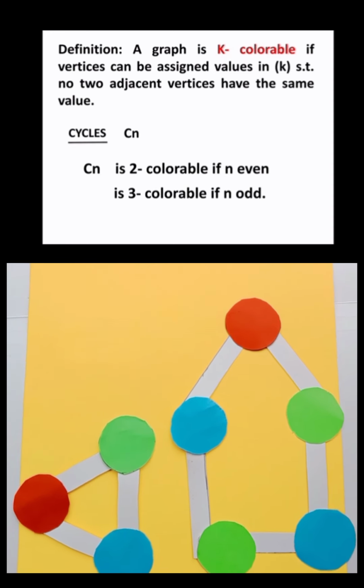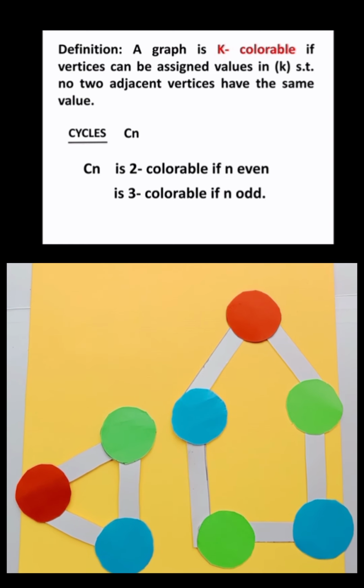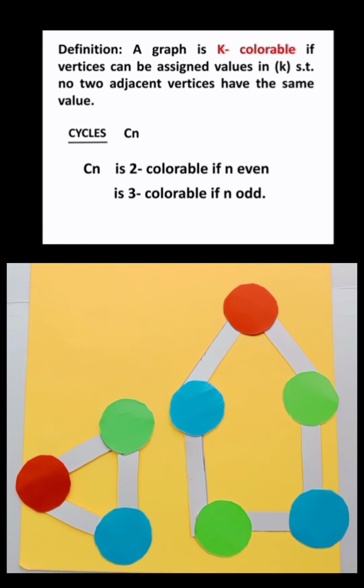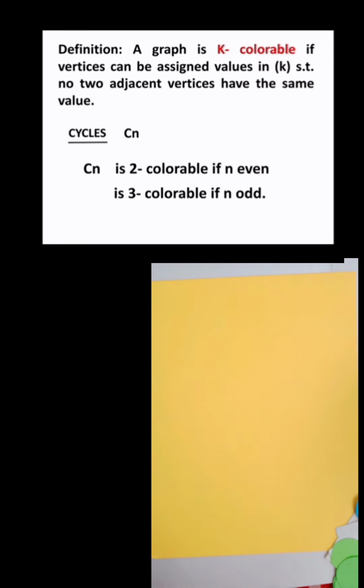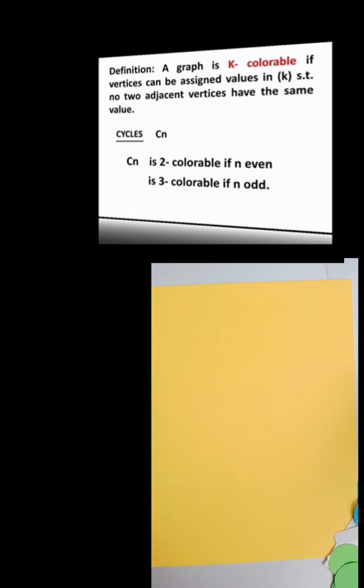So for the cycles we saw, the minimum number of colors that I need is 3 if it's odd or 2 if it's even. And that idea of the minimum k for which a graph is k-colorable is what we call the chromatic number of a graph. By definition, the chromatic number, chi of G, of a graph is the smallest value of k such that the graph is k-colorable. So let's do another example, chi of T.